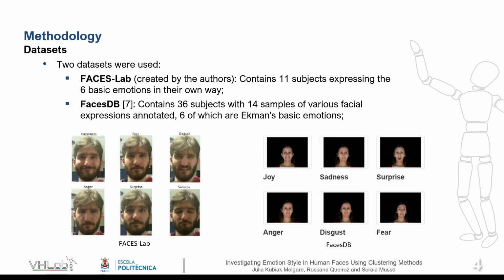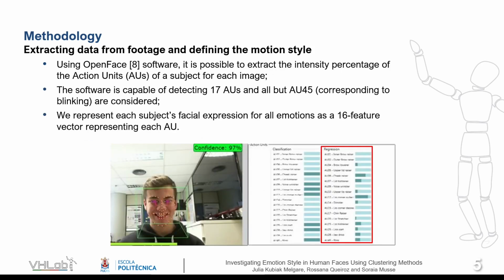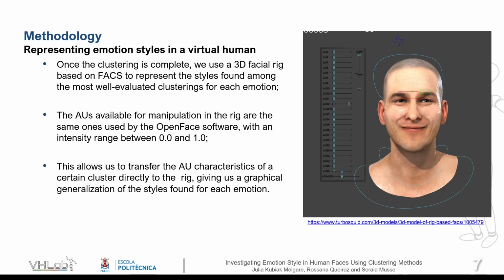We used the k-means and Gaussian mixture model methods, together with the Akaike and Bayesian information criteria to define the number of groups to be used in the clustering. The generated clusters are then evaluated qualitatively by visual inspection and quantitatively using the silhouette score metric and LCS distance between clusters. Once the clustering is complete, we use a 3D facial rig based on the facial action unit coding system to represent the styles found among the most well-evaluated clusterings for each emotion.